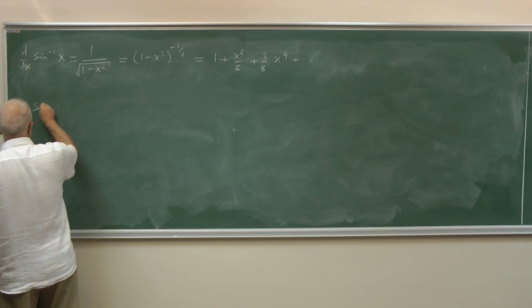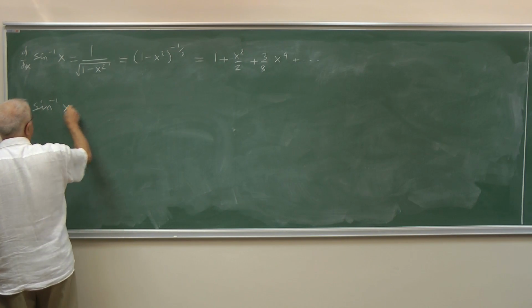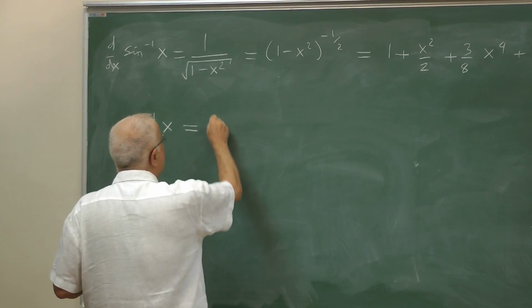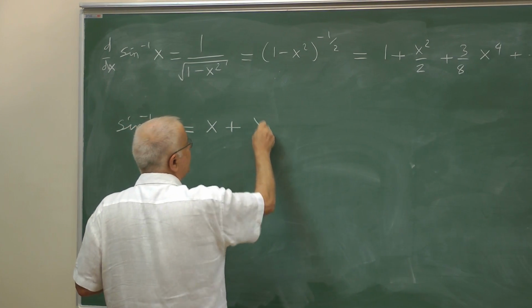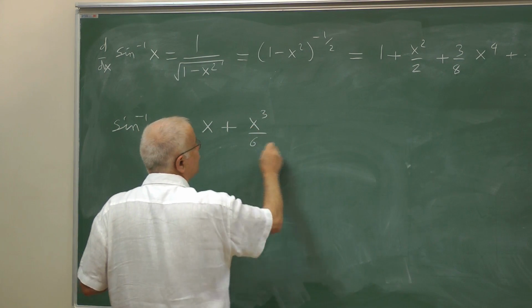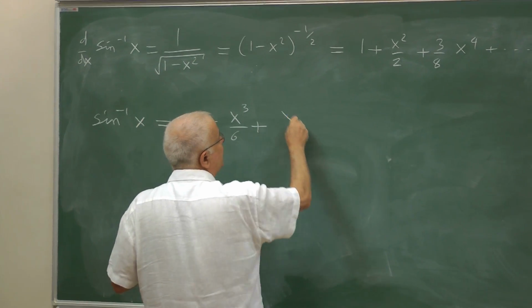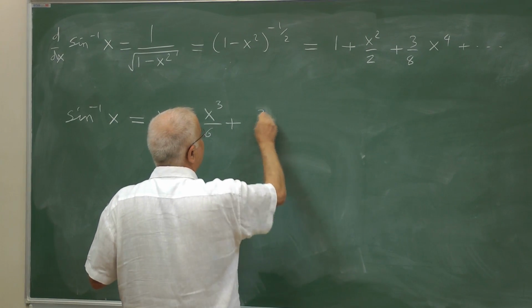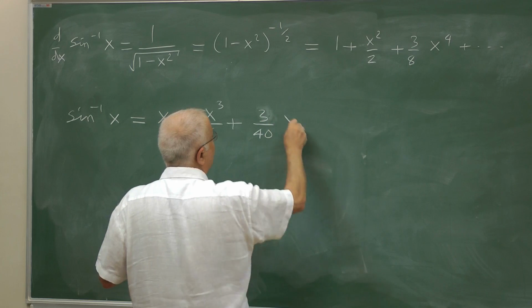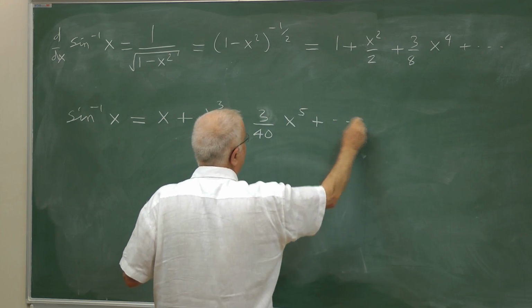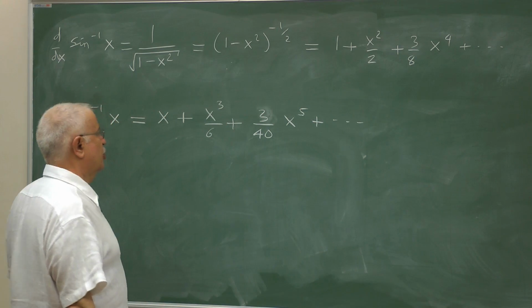So inverse sine x expands into x plus x cubed over 6 plus 3 over 40 x to the 5th and other terms.